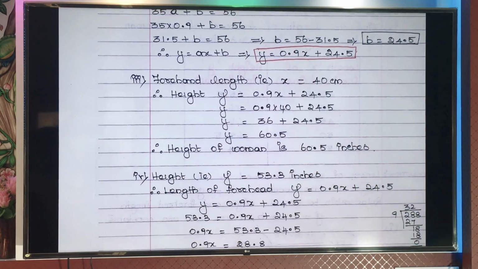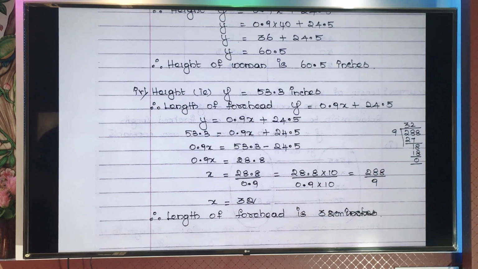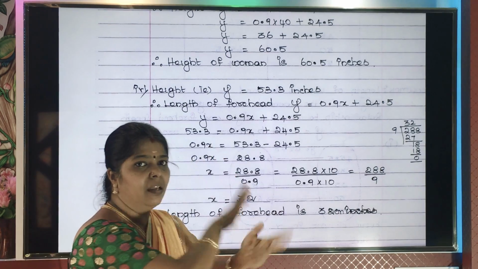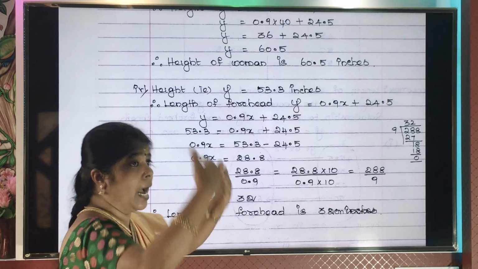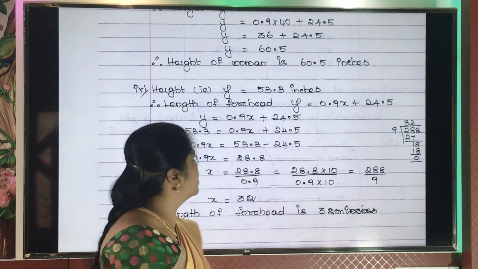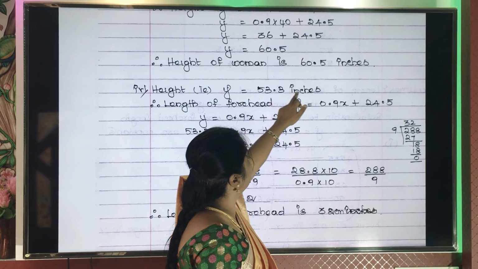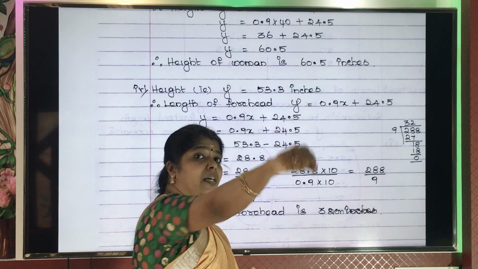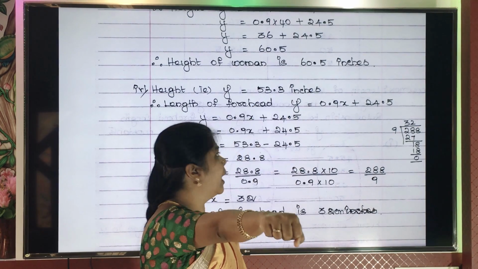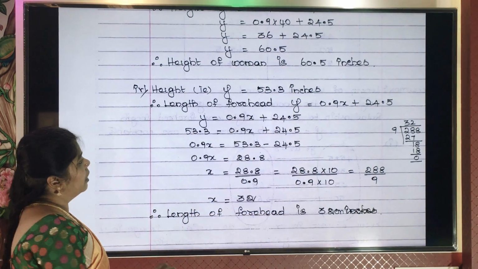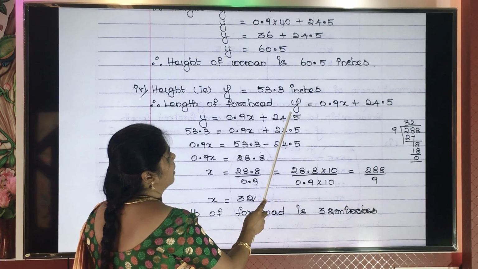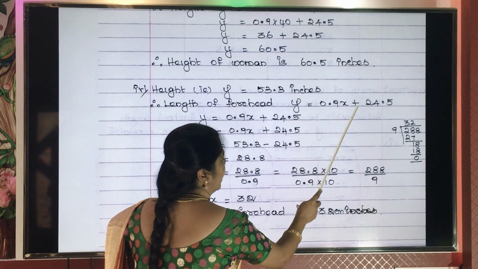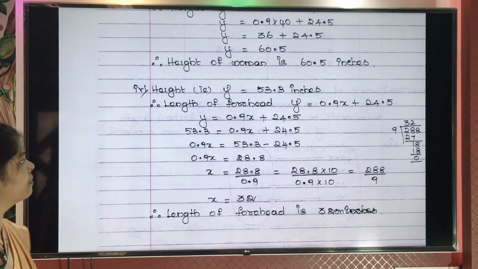Now, the last subdivision of this question. Now, ulta, they have given the vice versa. Now, the height of the woman is given. What is that height? 53.3 inches is given. What are we supposed to find? We are supposed to find the forehand length. Again, you take the same equation: y is equal to 0.9x plus 24.5.